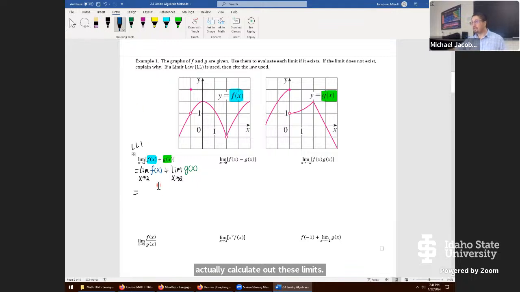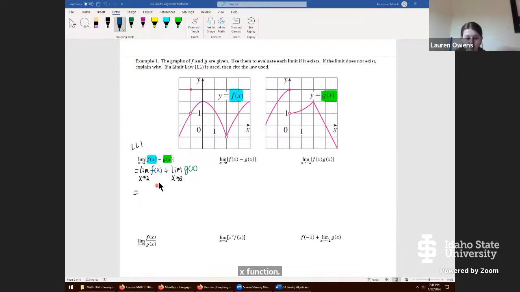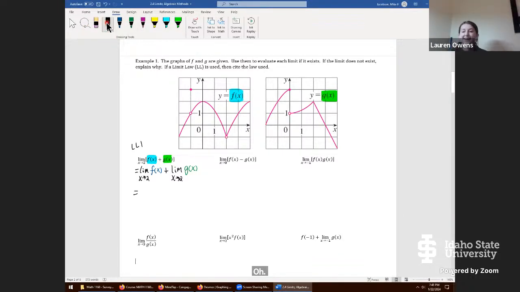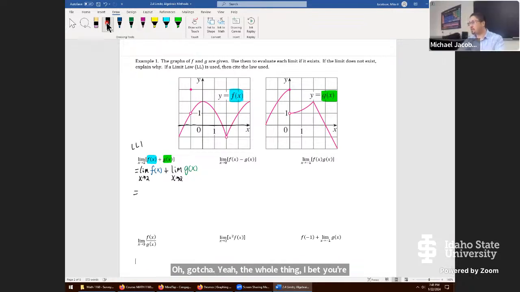Still following the color coding. Any volunteers for what the limit should be as x tends towards 2 for the f of x function? One. Yep, absolutely. Oh, sorry, I misread that. You're just about right. It looks like it'll be a -1. So I'd say that's correct in spirit. As we head towards 2, on either side, we're down towards -1. Oh, gotcha. Yeah, the whole thing, I bet you're right. But for this first part, let me just make those axes bold, because that actually tricked me on this one.